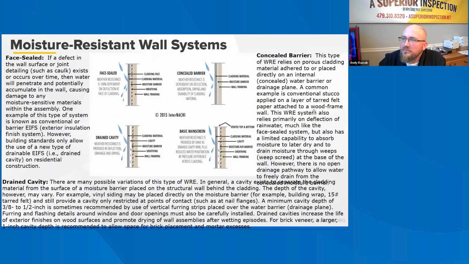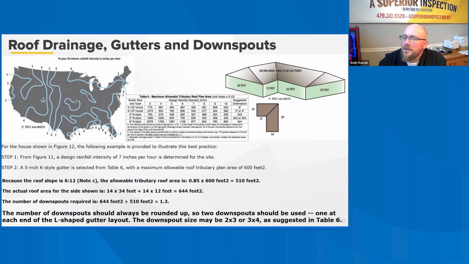Then step 2, roof drainage system spacing and layout. Based on a selected gutter size and type, as well as the design rainfall intensity from step 1, the maximum plan or the horizontal area of the roof that the gutter can adequately serve can be determined using Table 6, which is in the middle. Based on this area and the roof's geometry, spacing and locations of the downspouts can be determined as shown in the example. You can see down below.